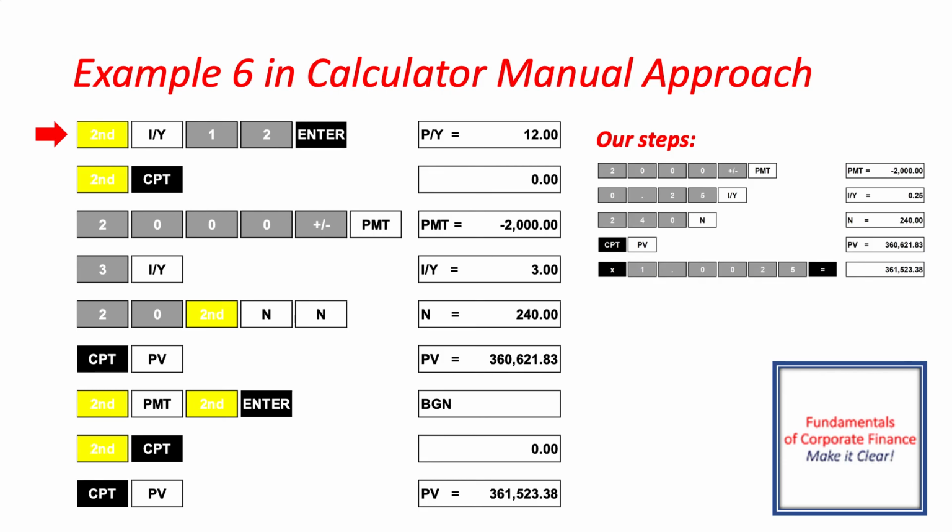Another reason is that it will use the second function, BGN, to inform the calculator that the cash flows take place at the beginning of every month, and so the calculator PV will be the PV of an annuity due. Again, we don't do this because we just multiply 1 plus period rate to the PV of ordinary annuity to get the PV of an annuity due.